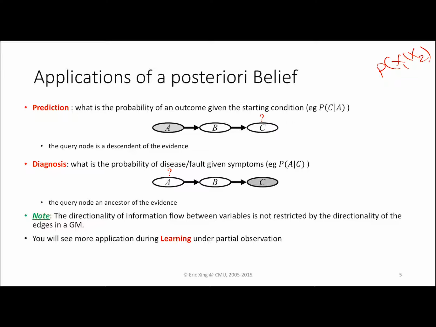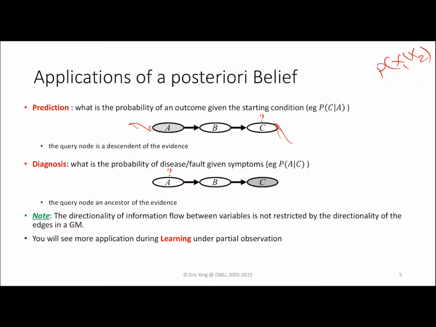Let's say I have the amount of blood glucose. Can I predict what disease this guy may develop down the road? I don't know the intermediate random variable. It's not observed. But given the original cause, I want to compute the posterior probability of this. So that is the problem of prediction.